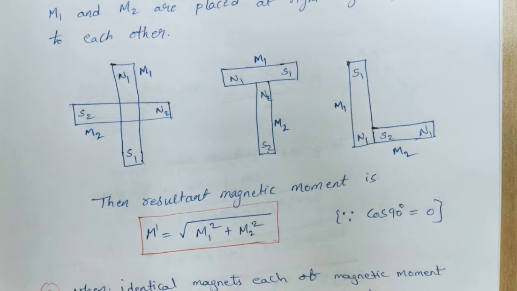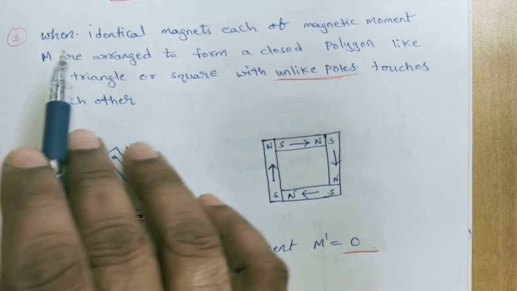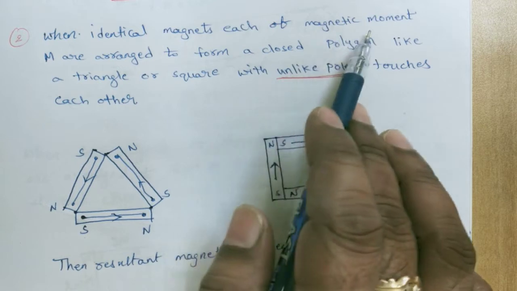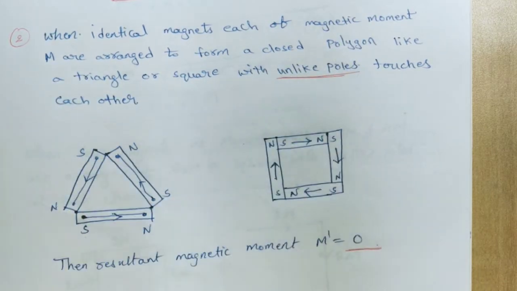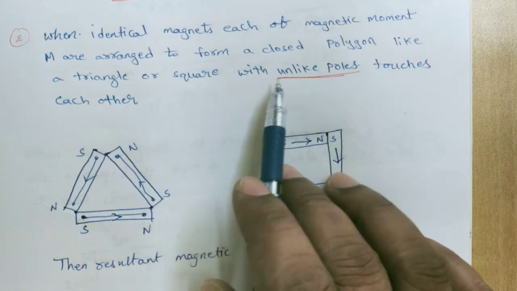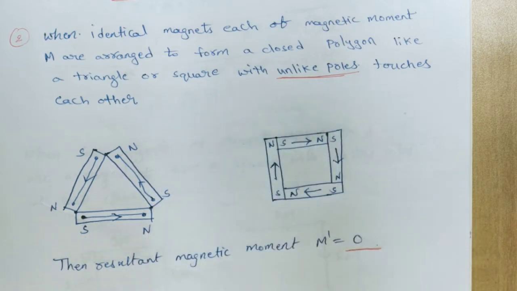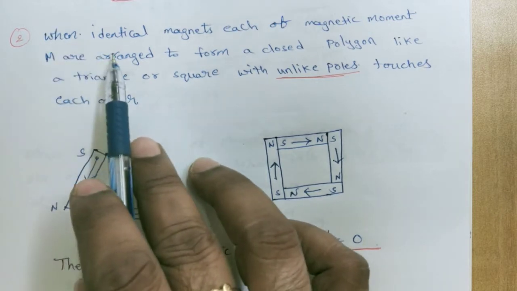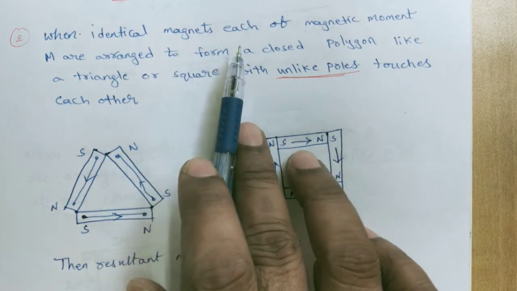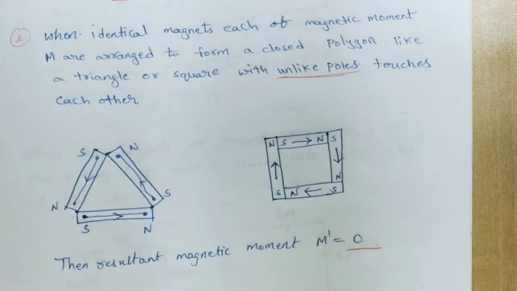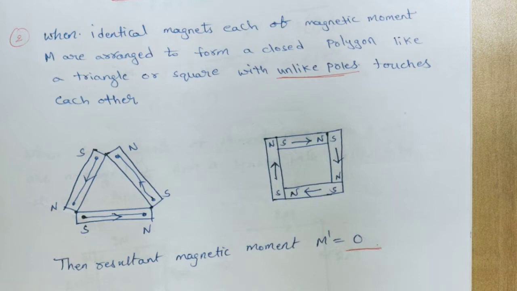See students, now, when identical magnets, each of magnetic moment capital M, are arranged to form a closed polygon like a triangle or square with unlike poles touching each other. This is the condition where identical magnets means all magnets have the same magnetic moment, capital M. Based on that we construct closed polygons in the shape of a triangle or square. Here we choose two examples, students.